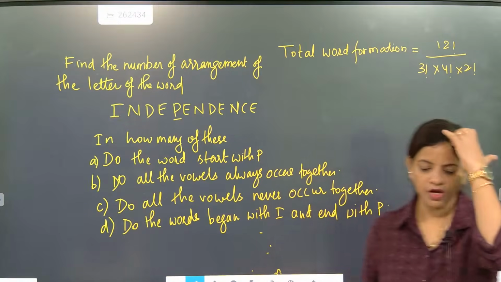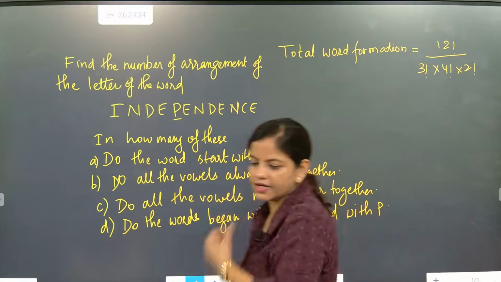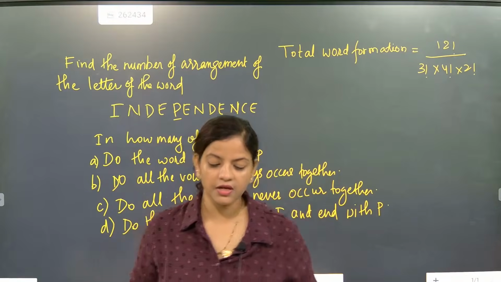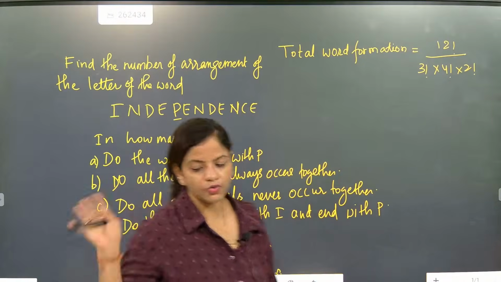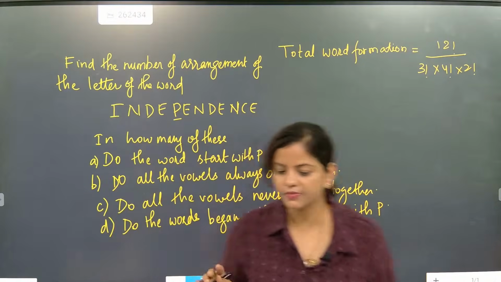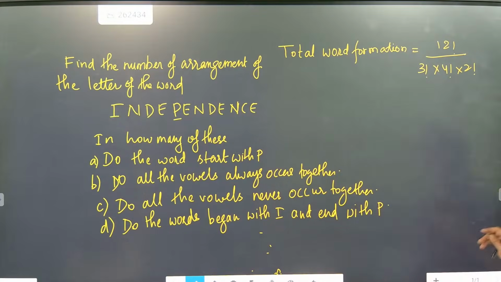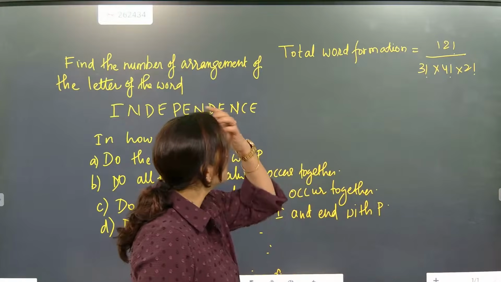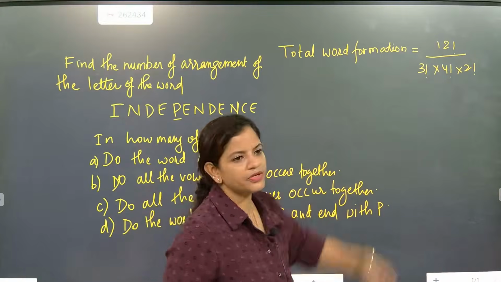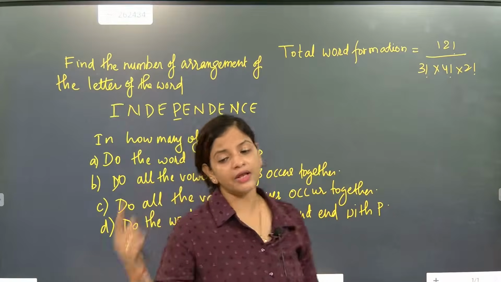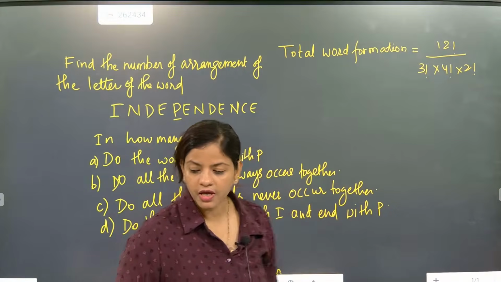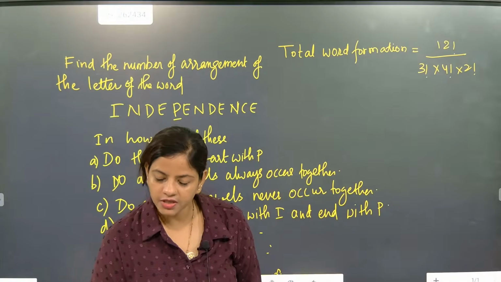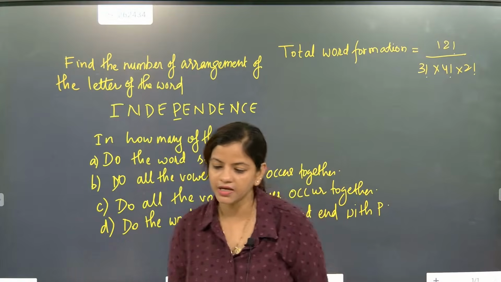Come on, check this one out. When you write it like this, it is 12 factorial divided by 3 factorial into 4 factorial into 2 factorial. This is the total word formation. Rudra, the first one is 138600. First one is absolutely correct.